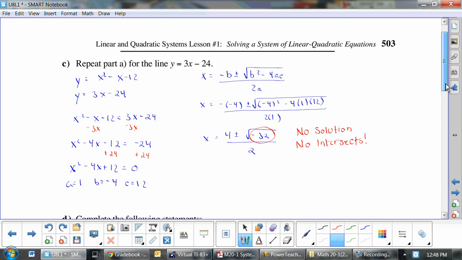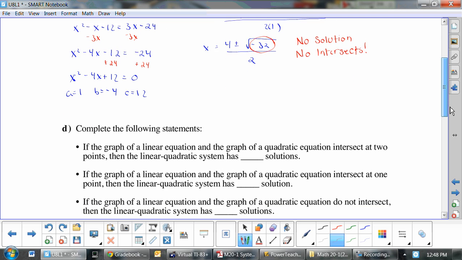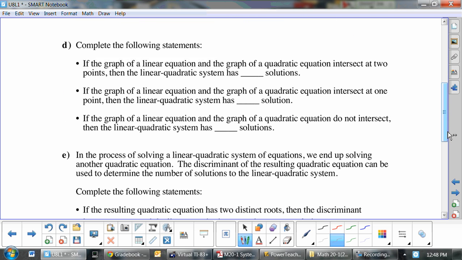Okay? So now for some notes. This stuff is pretty straightforward. It says, if the graph of the linear and quadratic equations intersect at 2 points, the linear quadratic system has 2 solutions. Okay? If they intersect at 1 point, how many solutions do we have? And if they do not intersect at all, how many solutions? 0. Good one, Aaron.